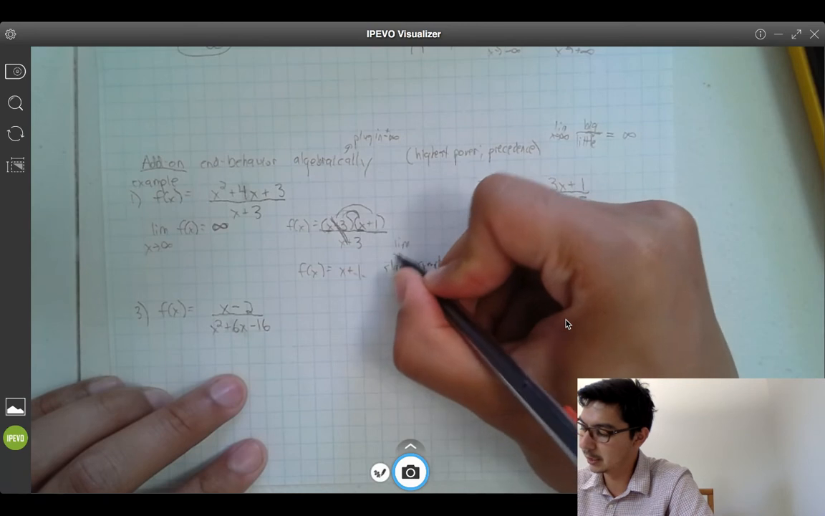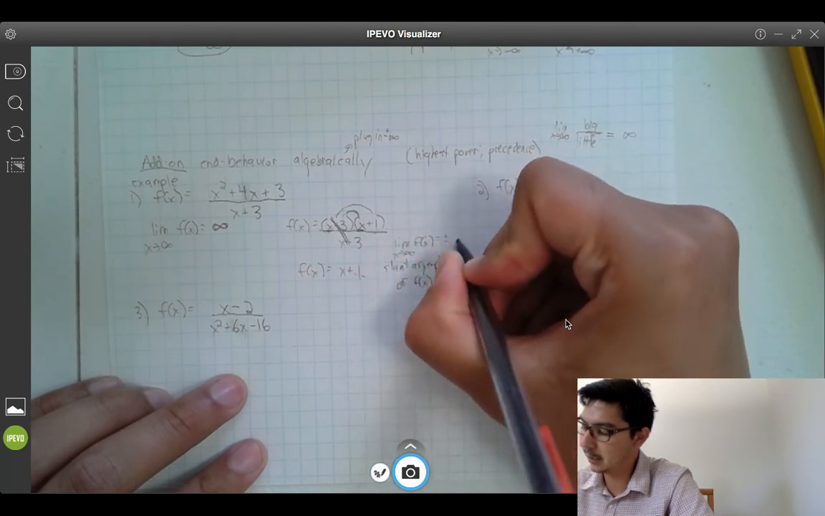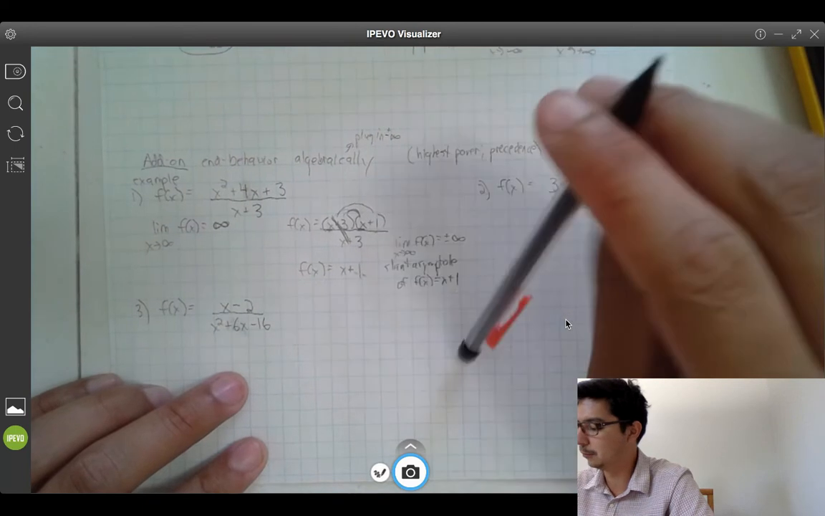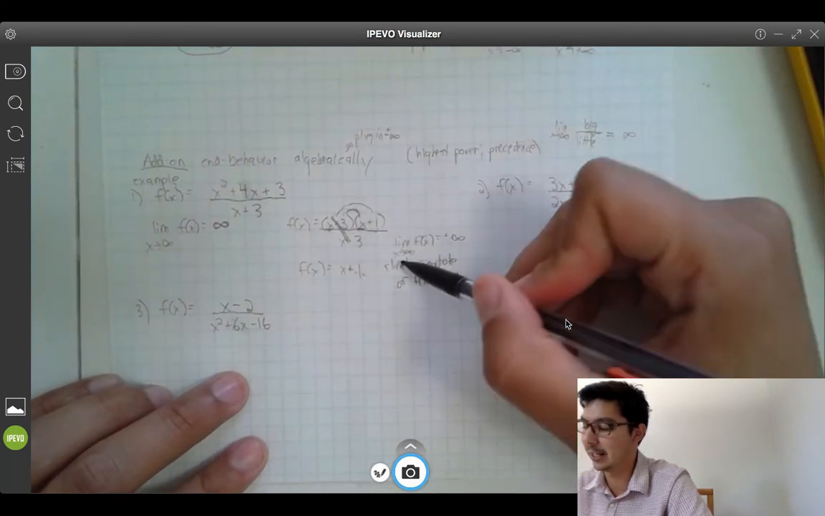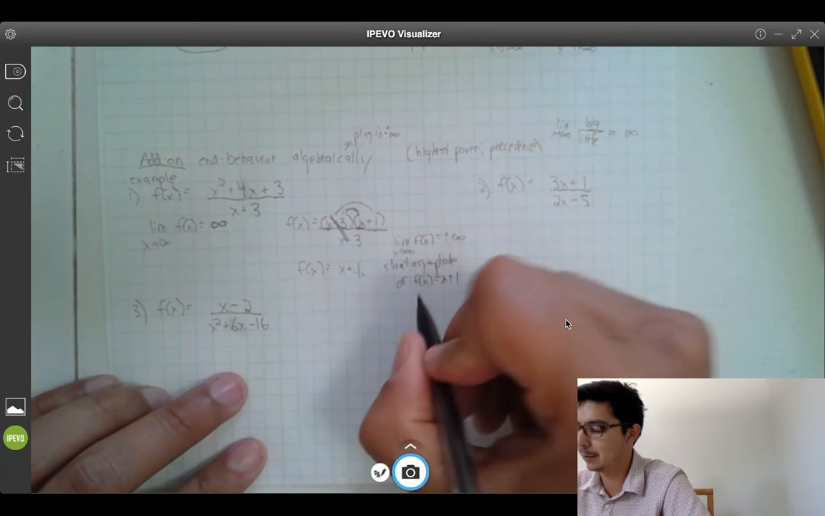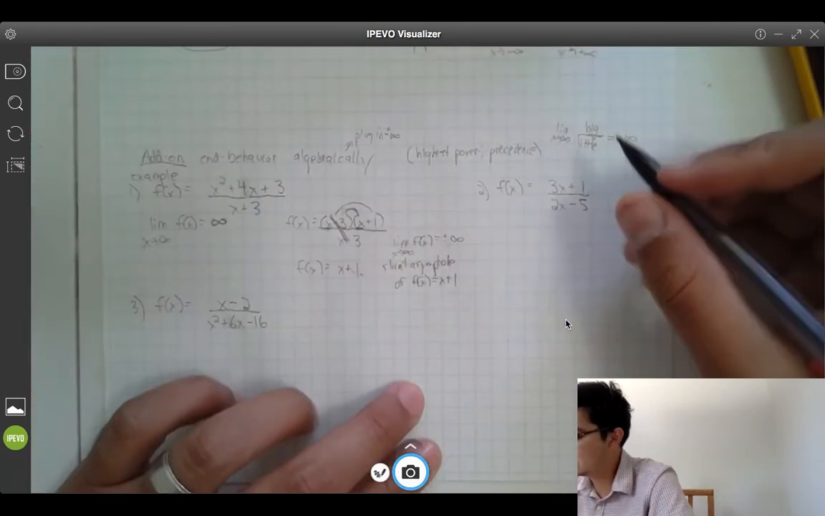So the limit as x approaches infinity of f of x equals positive and negative infinity here. Well, that's not true. The limit as x approaches infinity is positive infinity. The limit as x approaches negative infinity is negative infinity. But the slant asymptote is x plus 1.